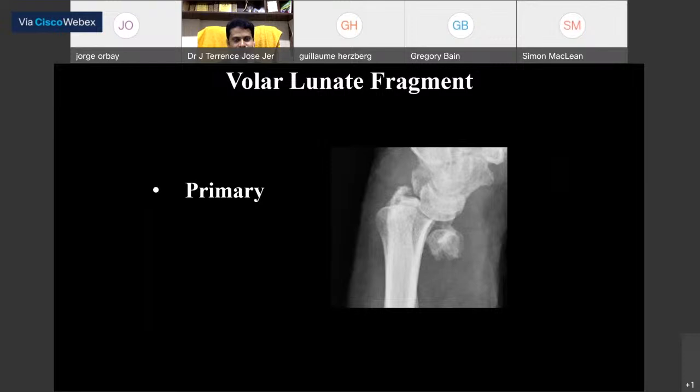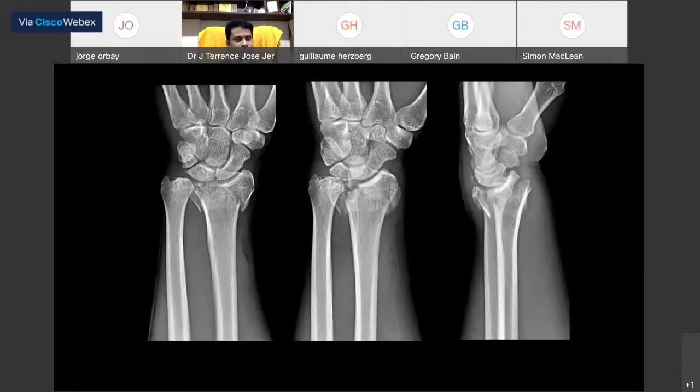Well, the volar lunate fragment, or the volar marginal fragment, can also be considered primary: those that you identify in fractures that have not yet been fixed. And this is the only time you can assure a great result.